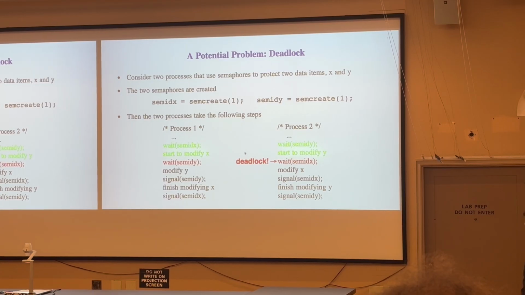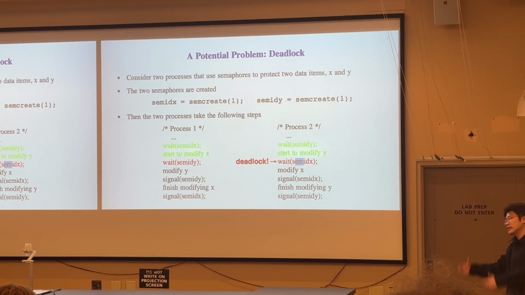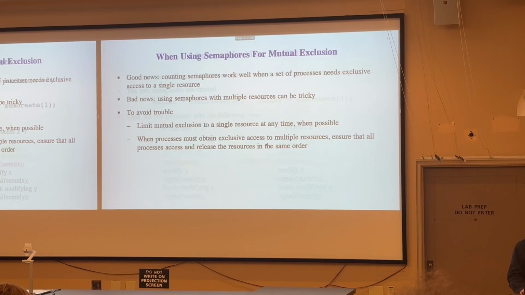The reason is very simple, right? Although they are protecting X and Y in the critical region, the order in which they obtain semaphores X and Y is reversed. Process one acquires semaphore X first, and then semaphore Y second, and the other process acquires semaphore Y first, and then semaphore X. If they execute in this order, wait X, wait Y, and then wait Y, wait X, then they enter a deadlock scenario. Okay. All right.